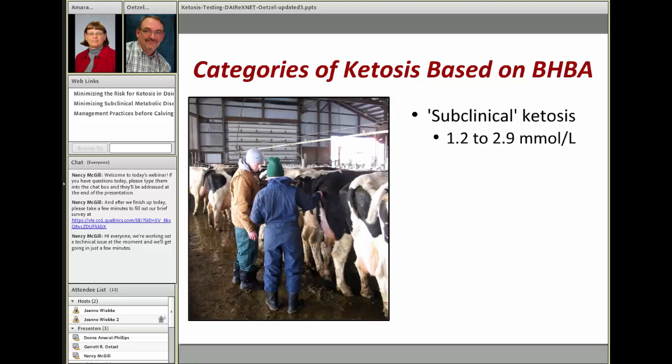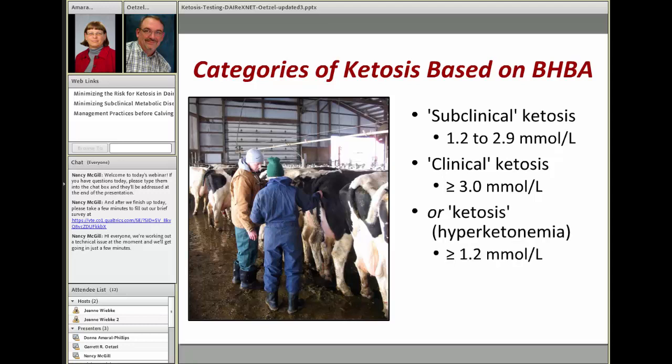But we have to deal with this clinical, subclinical notion. Somehow it's just part of our jargon. So in general, we say, quote, subclinical ketosis is 1.2 to 2.9 millimoles per liter of blood BHBA. We'd say clinical is 3 or higher. Perhaps my preference would just be to talk about ketosis, which would be, by definition, hyperketonemia, high blood ketones. In that case, it would just be anybody over the 1.2.